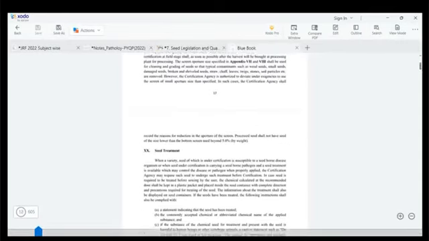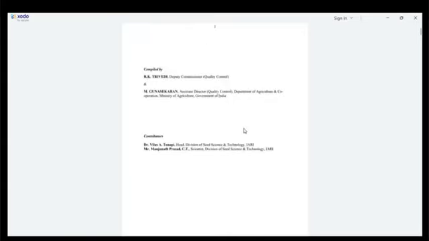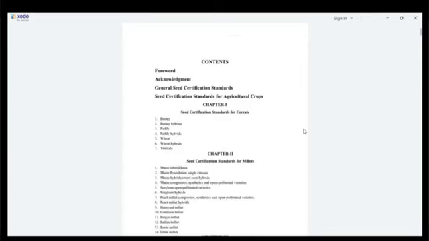So this is a manual which is freely available on the web. It is called the Indian Minimum Seed Certification Standards, published by the Central Seed Certification Board. One of the contributors is my guide, who was also my MSc guide in this IARI.